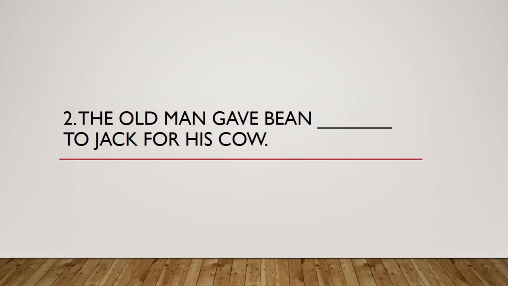Moving on to the second question. The old man gave bean dash to Jack for his cow. So here how many beans is not asked. If it was so, the blank would be before the bean, but here the blank is after the bean. I repeat the question. The old man gave bean dash to Jack for his cow.